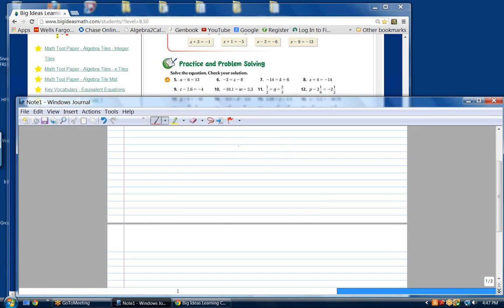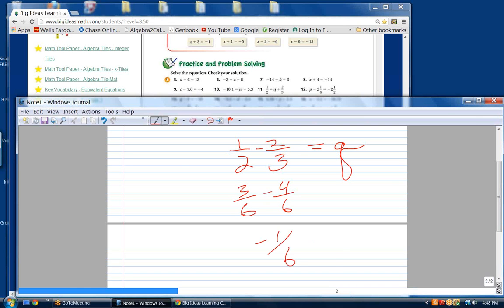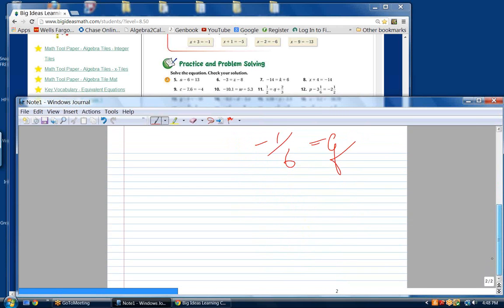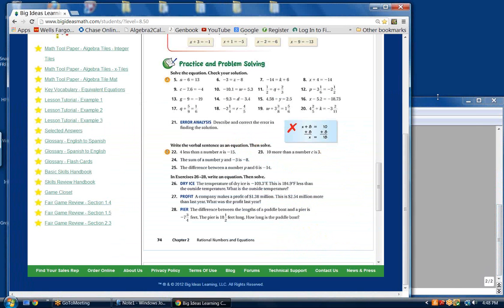So what is 1/2 minus 2/3? So 2/3 is equivalent to 4/6. 1/2 is equivalent to 3/6. So that would amount to negative 1/6. Good. And that's equal to Q. Okay, what are you going to do to 12? You will add 3 and 1/6 to both sides of the equation. There you go.